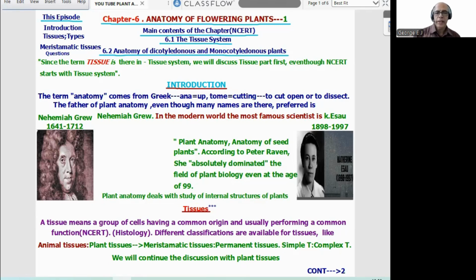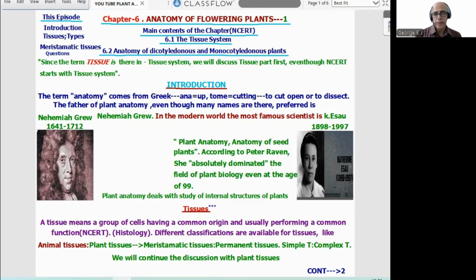See, the term anatomy comes from Greek. Ana means up. In the cell cycle we also studied anaphase. Tome means cutting. Cutting, sectioning, all this. So anatomy means separate, cut, and study. That way the term comes.